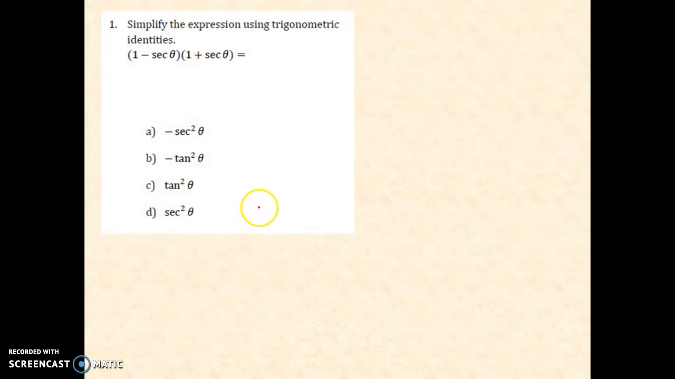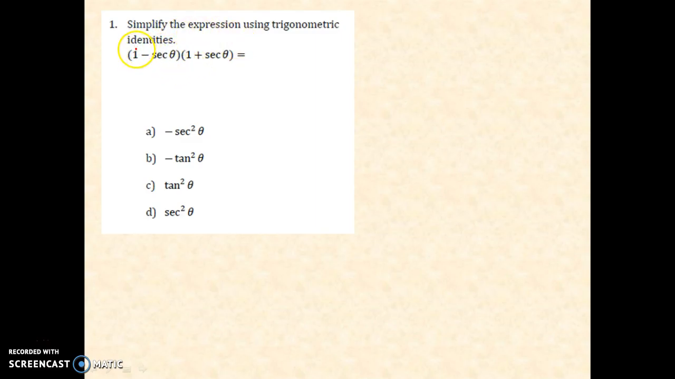All right, number one, simplify the expression using trigonometric identities. So we're going to need to know some trigonometry, but we're also going to need to know some math. When I look at 1 minus secant theta times 1 plus secant theta, I think to myself, hey, I betcha I could just use the distributive property twice. Sometimes people call it FOIL, but I could multiply these two binomials.